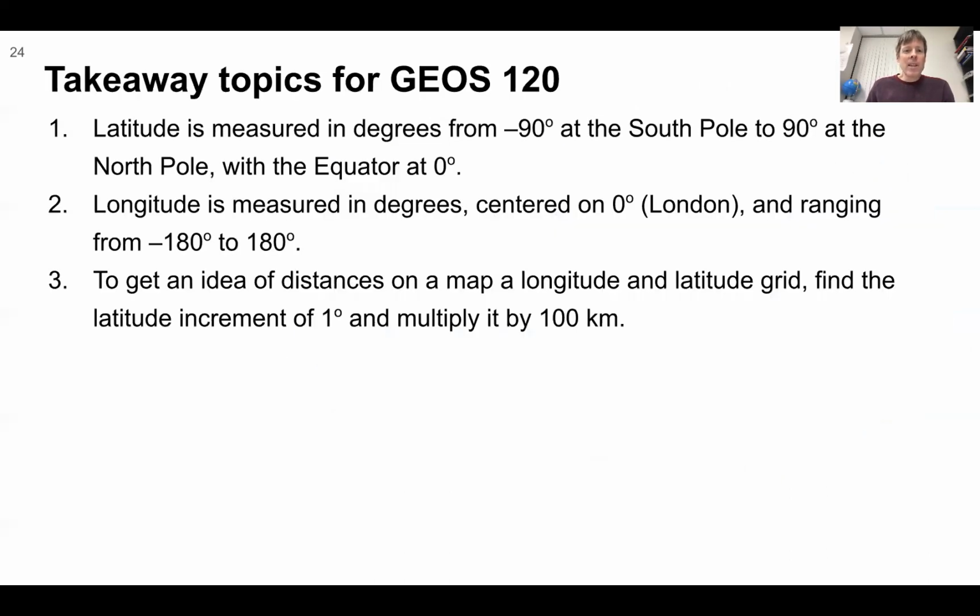Takeaway topics: latitude is measured in degrees from minus 90 degrees at the South Pole to 90 degrees at the North Pole with the equator at 0. Longitude is measured in degrees centered on 0, London, and ranging from minus 180 to 180. To get an idea of distances on a map of longitude and latitude grid, find the latitude increment of 1 degree and multiply it by 100 kilometers.